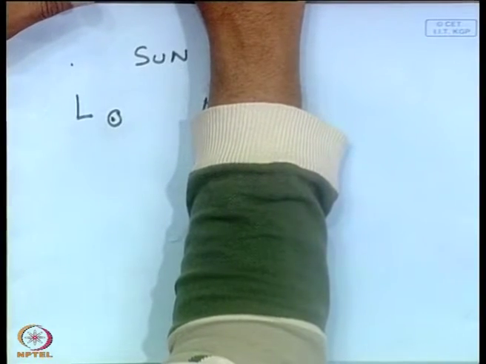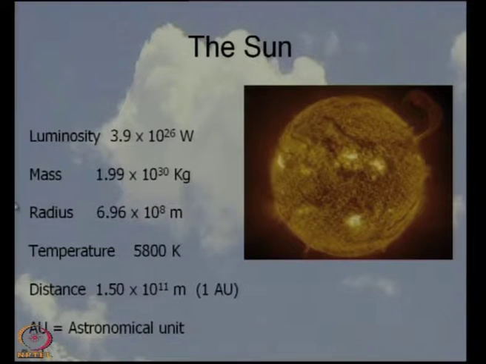The luminosity of the sun is 3.9 times 10 to the power 26 watts. The mass of the sun is 1.99 times 10 to the power 30 kilos. These are the energy scale, the energy that comes out, and the mass of the sun. The radius of the sun is 6.96 times 10 to the power 8 meters. So, it takes around 2 seconds for light to travel from the center of the sun to the edge if it were able to propagate freely. That is the radius of the sun.